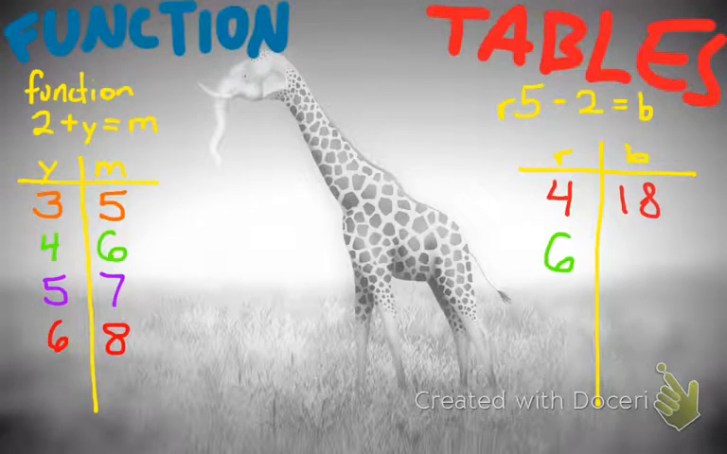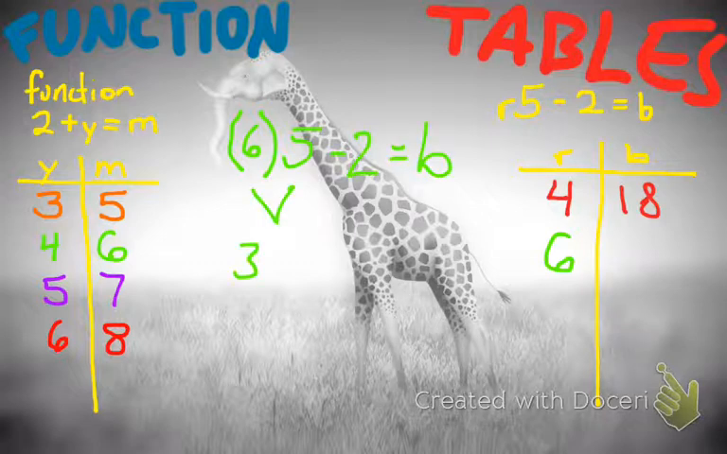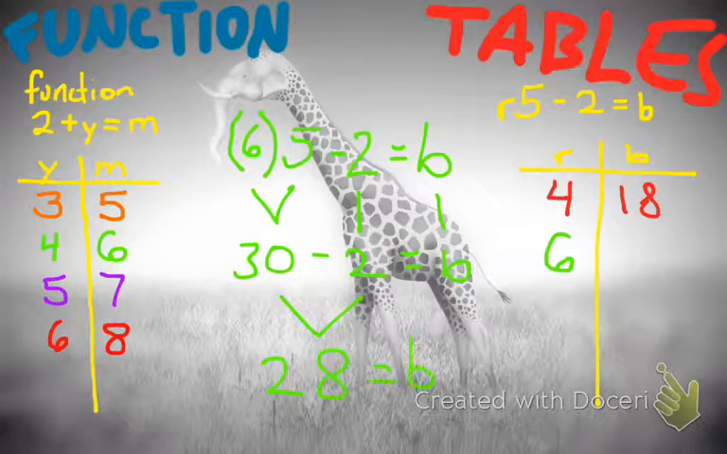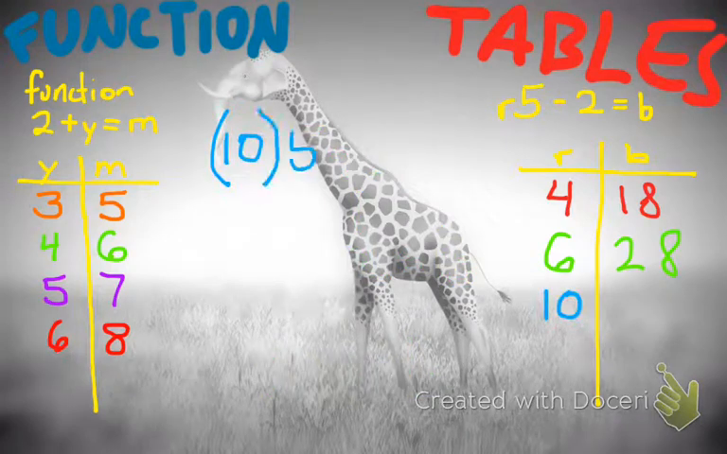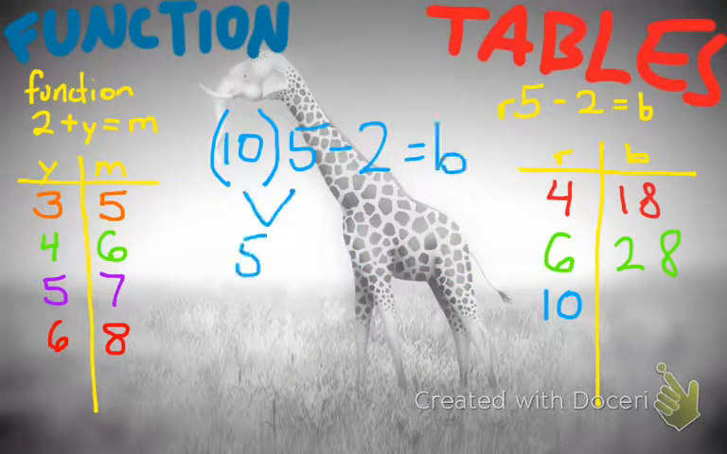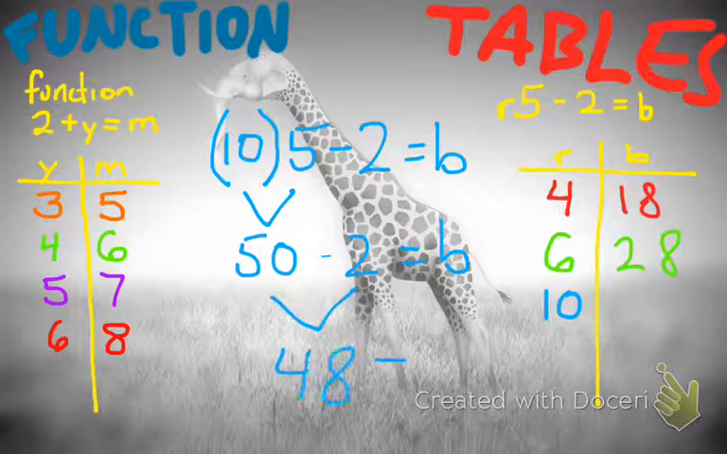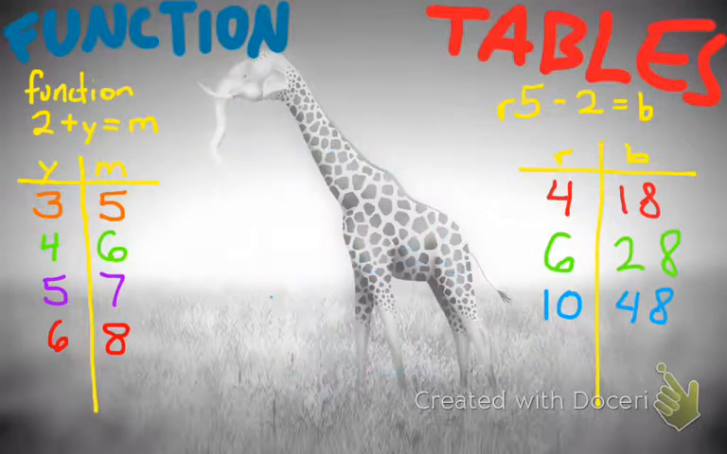You can just keep on going with that. Let's plug in another number. It doesn't matter what number. Let's go with 6. 6 replaces r, and we do our order of operations, and we end up with b equaling 28. You can plug any number you want in there. Let's try a 10. If we do our order of operations, b equals 48. And you can keep on going with this basically forever if you wanted to.